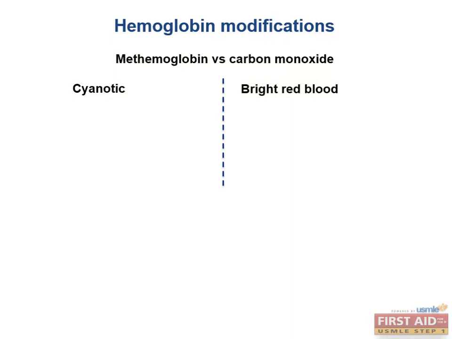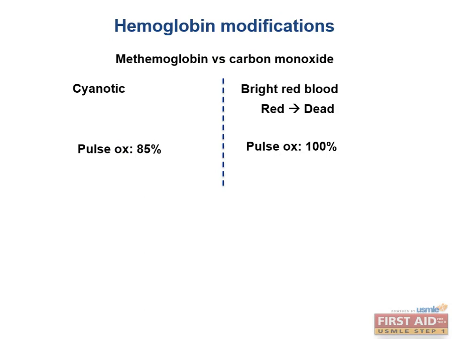Methemoglobin makes the patient cyanotic, while carboxyhemoglobin makes the blood bright red. Thus you hear the mnemonic, when you're cherry red, you're dead. The other board pearl to remember is that pulse oximeter may say 100% O2 saturation because it can't tell the difference between carboxyhemoglobin and oxyhemoglobin. Methemoglobin, on the other hand, will have a pulse oximetry reading of 85 to 90%.